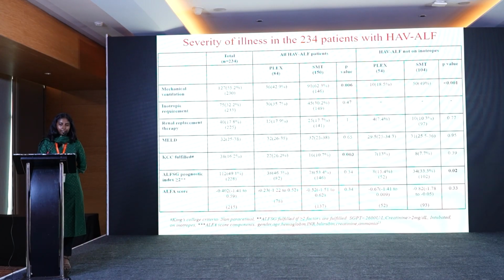Now looking at severity, we looked at various parameters like MELD and SOFA. Certain hepatitis A-specific scores like ALPHA and ALFSG were also looked at. Here again we see, the most important thing, patients who were on mechanical ventilation was different between the two groups. Patients who fulfilled King's College criteria were also more in the group that underwent plasma exchange.